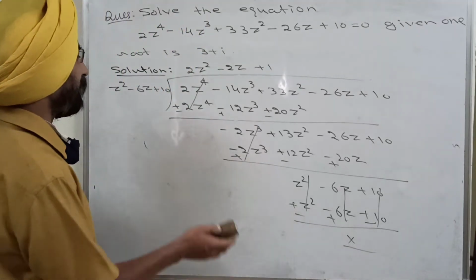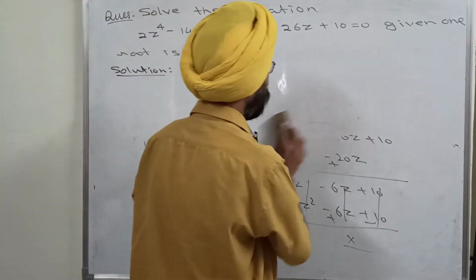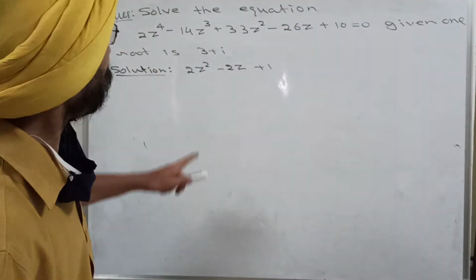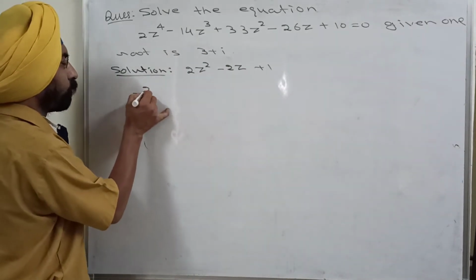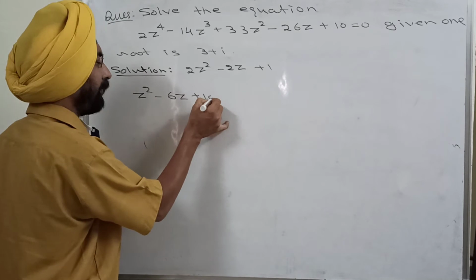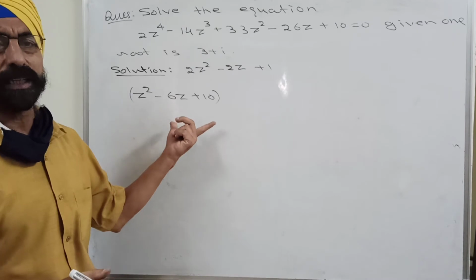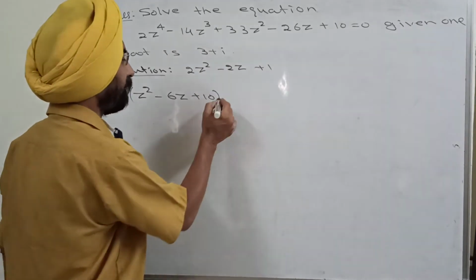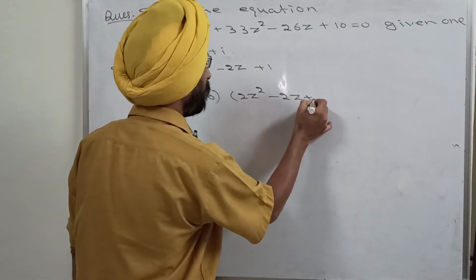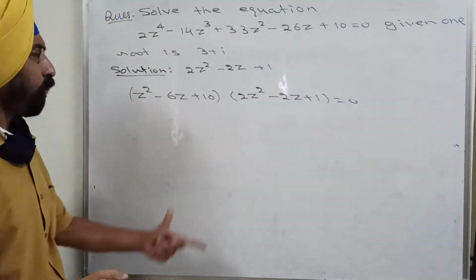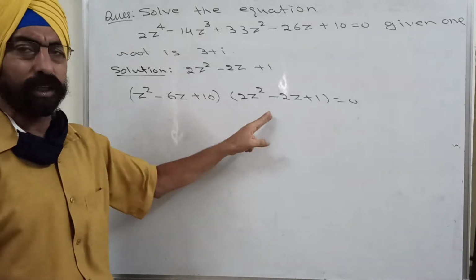Now the given equation can be written as, your given equation was this. Now you know both the factors. One of the factors was z^2 minus 6z plus 10, and this will give you two roots, 3 plus iota and 3 minus iota. The other factor is here, that is your quotient 2z^2 minus 2z plus 1 is equal to 0. And now the product of two numbers is 0 if and only if one of them is 0, either this is 0 or this is 0.